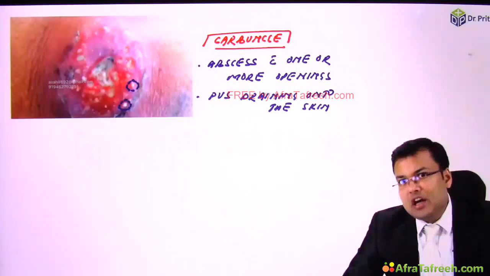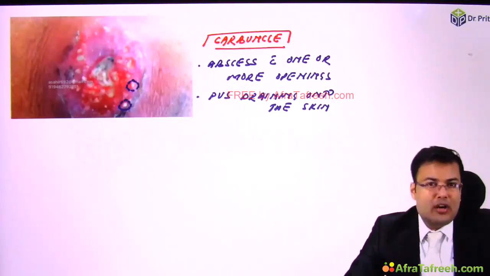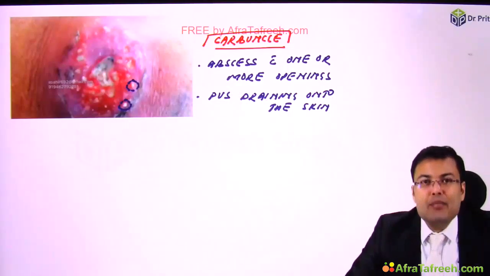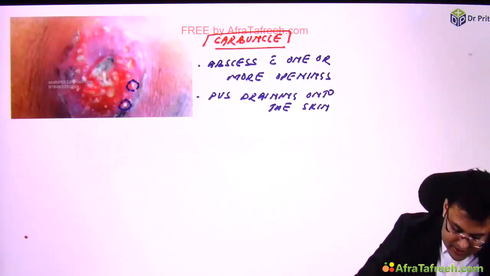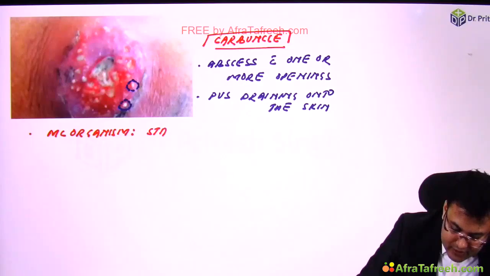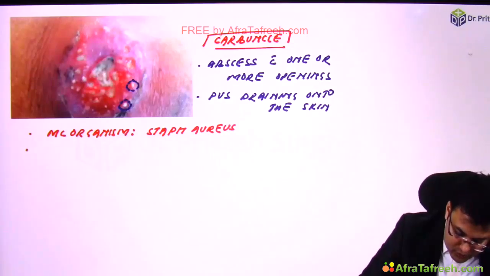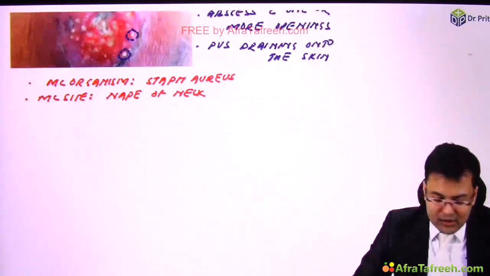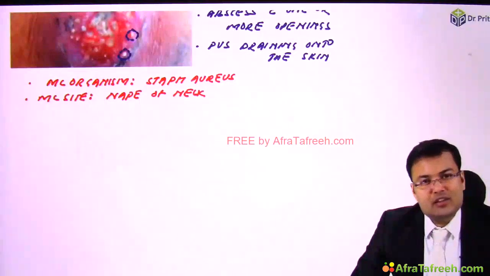This carbuncle is caused by which organism? The most common organism responsible is Staph aureus. And what is the most common site? It's the nape of neck. Question, what is the most common organism responsible? It's Staph aureus. And what is the most common site? It's the nape of neck.